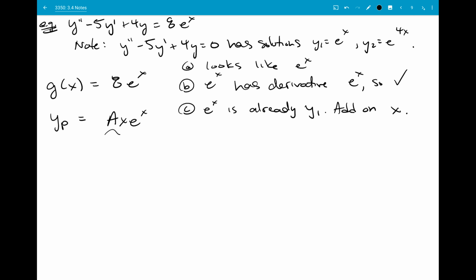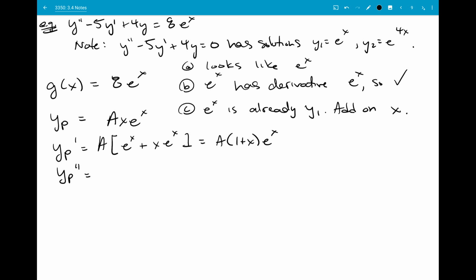And so this is my y sub p that I'm going to go ahead and plug into my differential equation to see what happens. That means I have to go ahead and take derivatives so that I can fill up the whole differential equation. So y p prime is going to be a times the derivative of x, which is 1, times e to the x, plus x times the derivative of e to the x, which is just e to the x. So that's a times 1 plus x times e to the x. That might be a convenient way to have it written later.